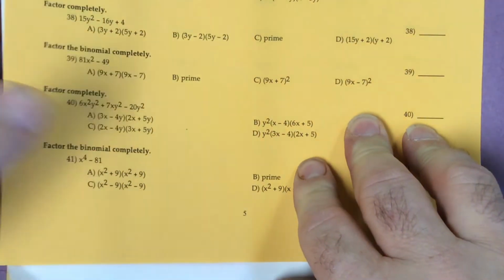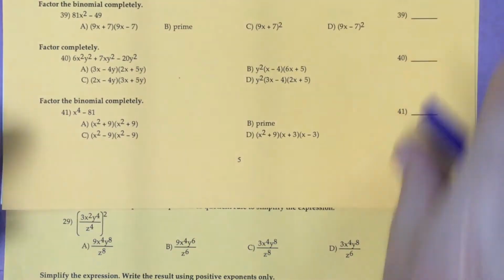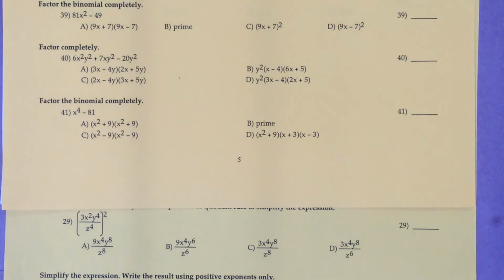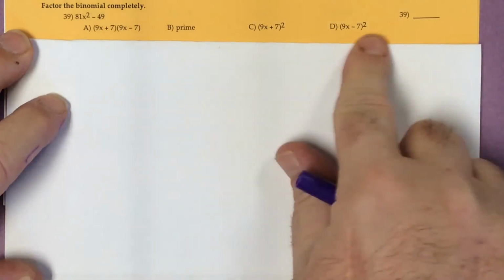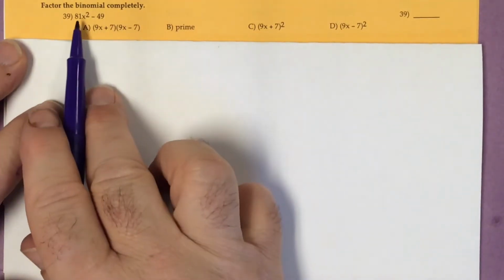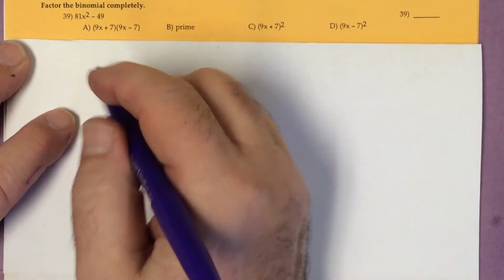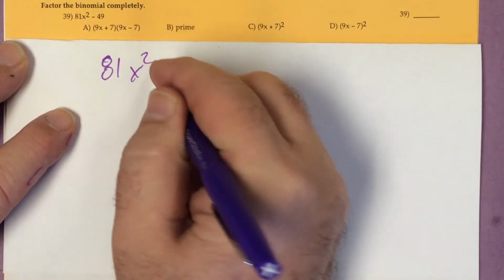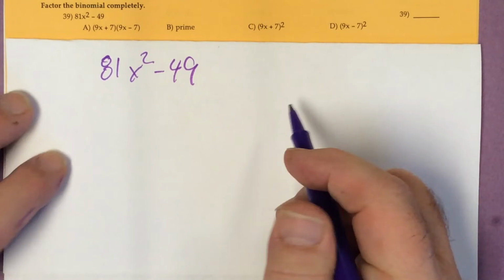Question 39, that is going to be the difference of two squares. And I'll go ahead and pull the paper and let's take a look at that. So question 39 is going to be the difference of two squares. You should recognize that because this is a perfect square, this is a perfect square, this is a perfect square. So we have 81 x squared minus 49.